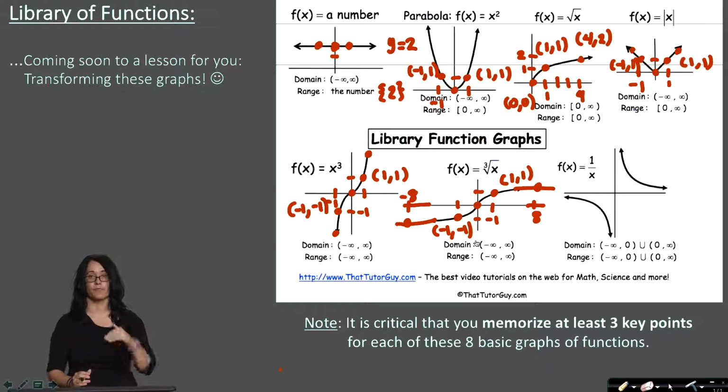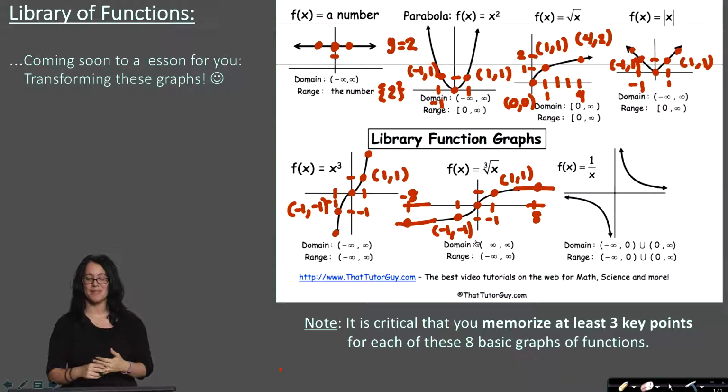So we have snakes that are vertically inclined for x cubed and snakes which are horizontally inclined for the cube root of x. But they have the same three key points that you'll need to memorize or at least be able to recreate quickly before we start moving these graphs around in our next video. The last type of graph, I said there would be 8, but I guess this slide only has 7 of them, so we'll skip one for today.